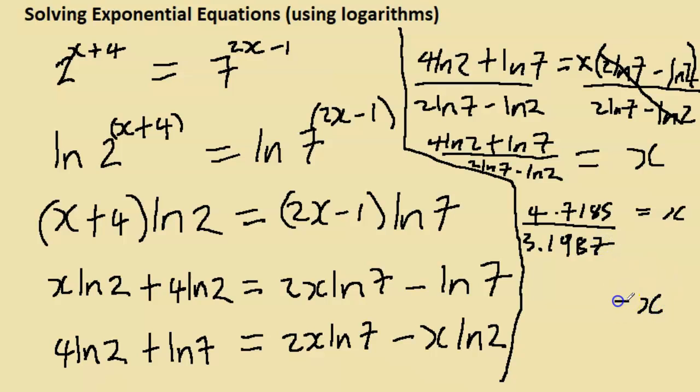So therefore x, let's do the calculation here. 4.7185 divided by 3.1987 gives 1.475.